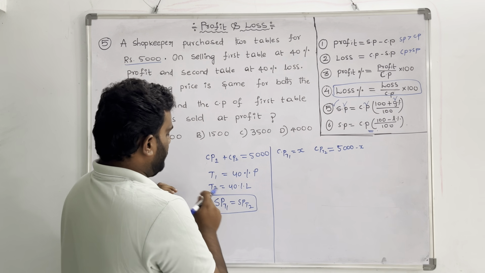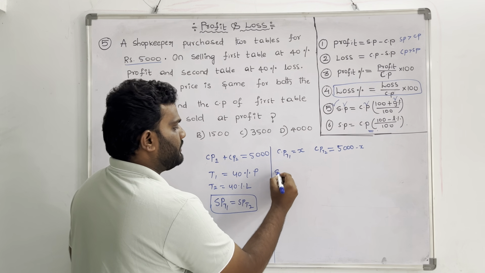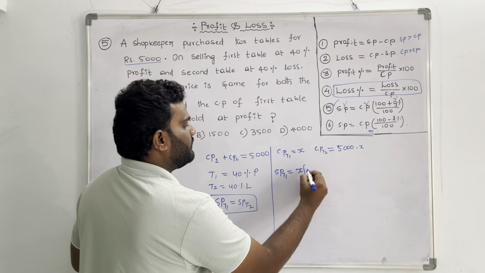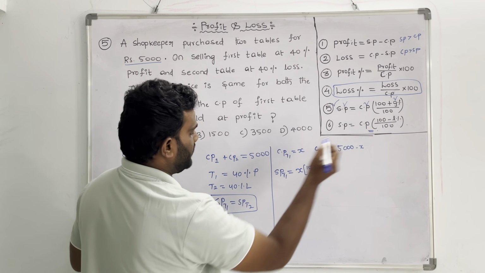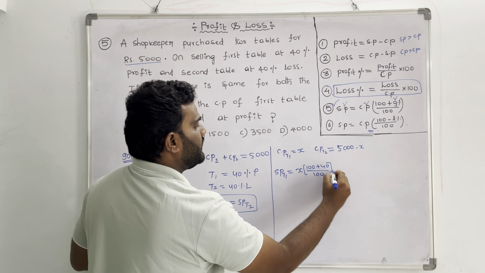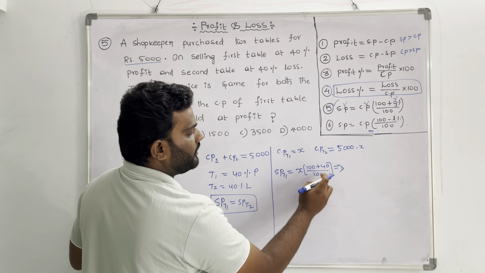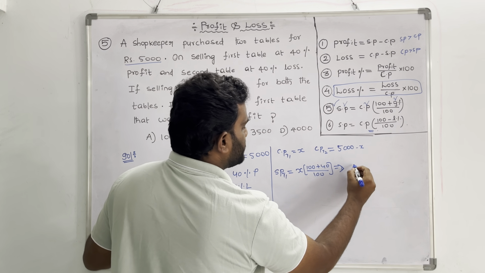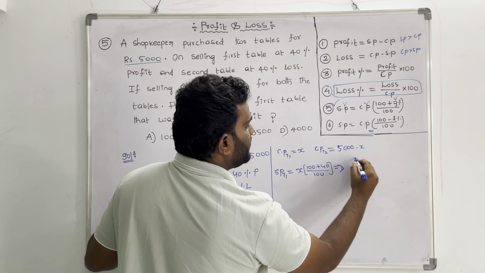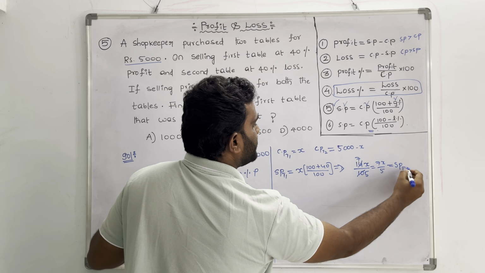Okay, next, the profit percentage is given for the first table. So the selling price of table 1 is equal to cost price of table 1, x, multiplied by (100 plus profit percentage 40) by 100. 100 plus 40 by 100. Okay, now simplify, what will it become? 100 plus 40, 140. 140 by 100, 14 by 10, right? So 14x by 10, it is nothing but 7x by 5. This is the selling price of table 1.